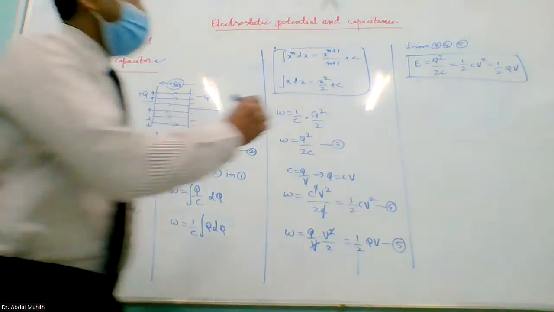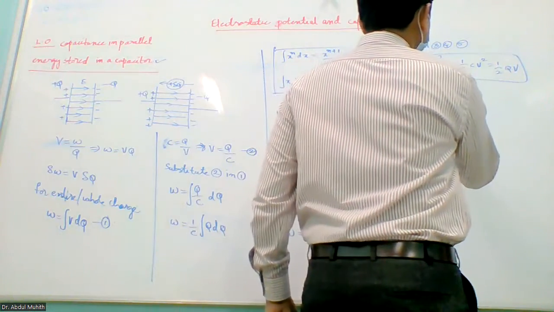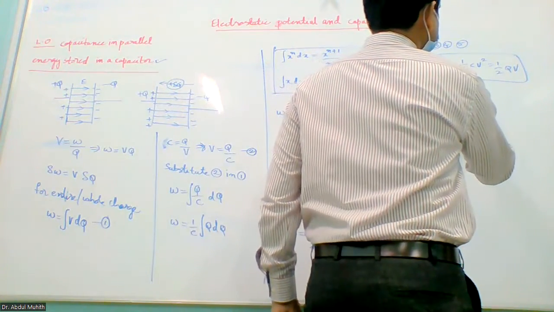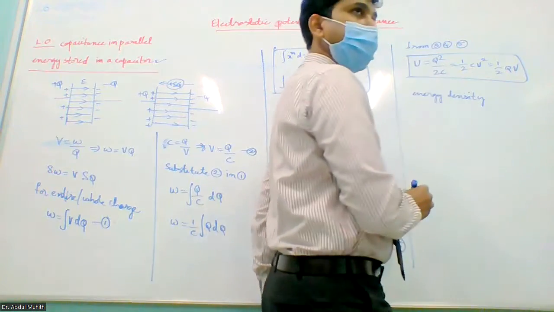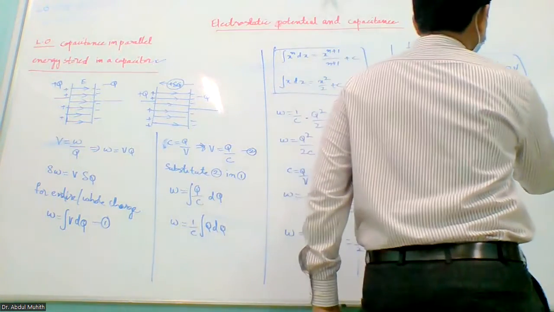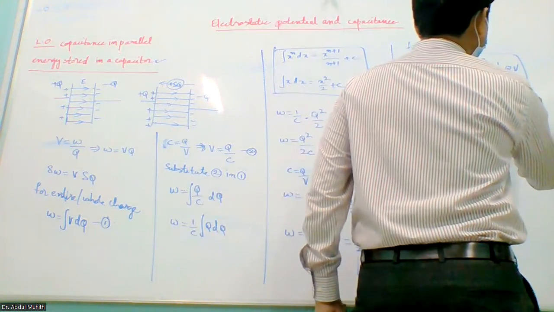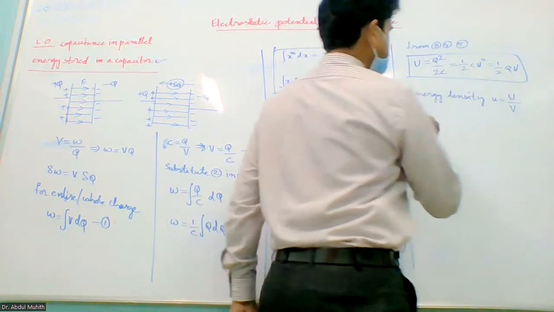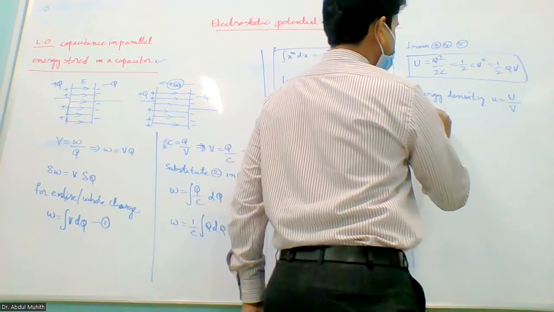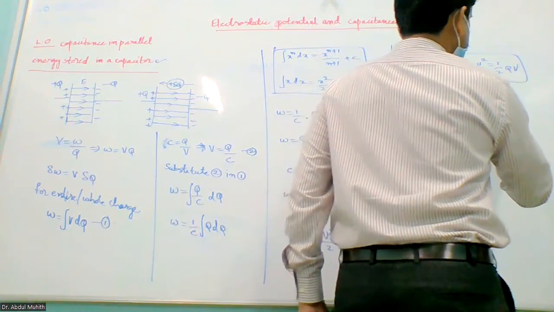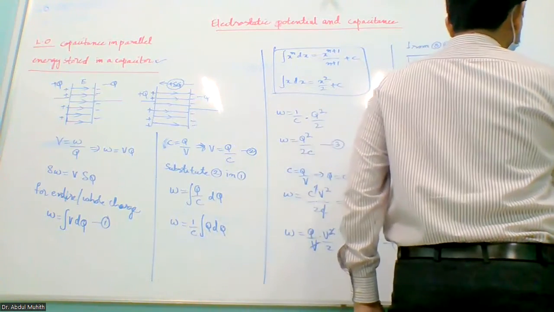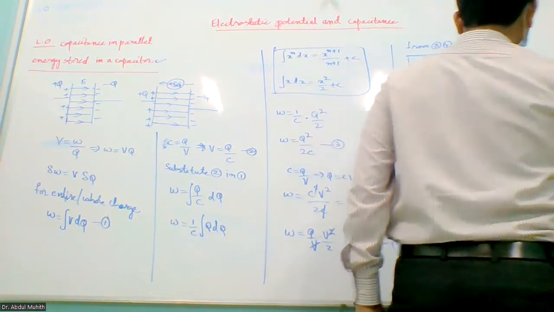Now the last one is energy density. What is energy density? Energy is written like capital U here; the textbook uses the letter U. Energy density is small u, small u is equal to capital U by V. Energy density means energy stored per unit volume. Energy stored per unit volume is said to be energy density.